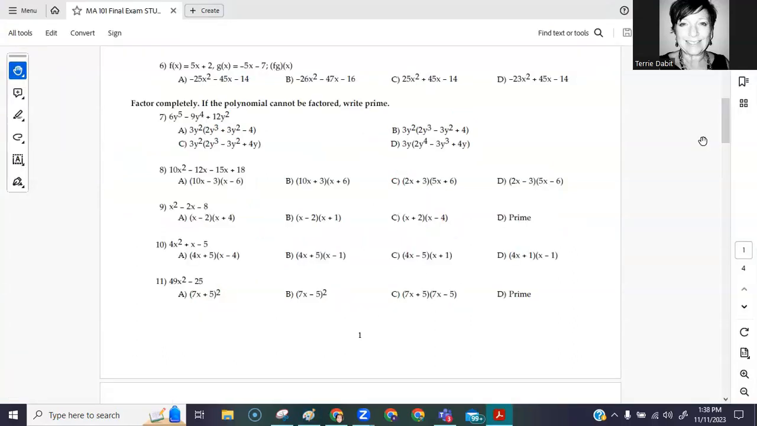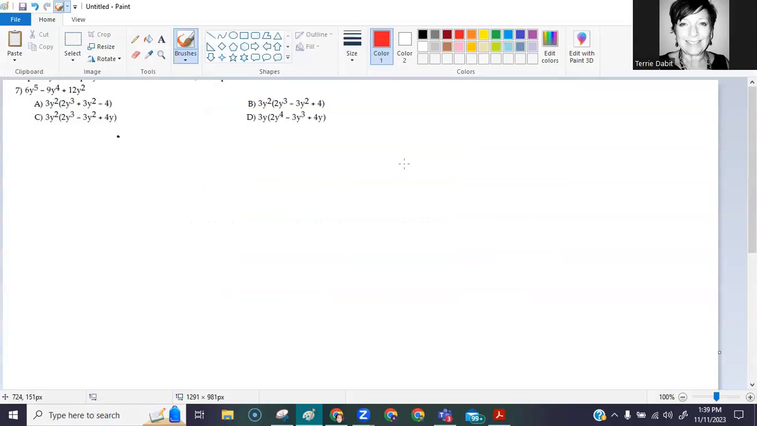For the next couple of problems, it's asking you to factor them completely down until they won't go down anymore. And it says if the polynomial cannot be factored, then your answer will be prime. Number 7 is going to be a factor by GCF.